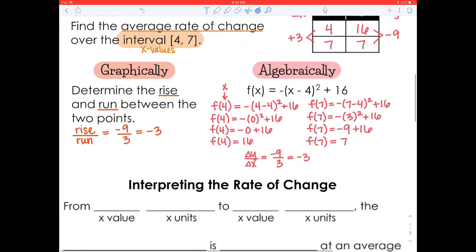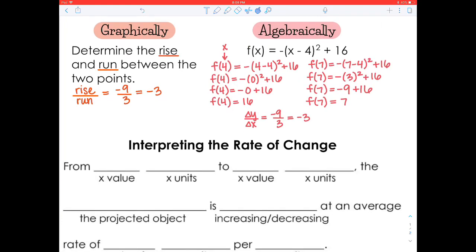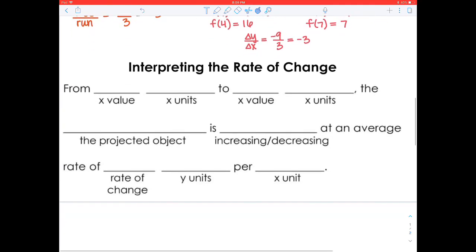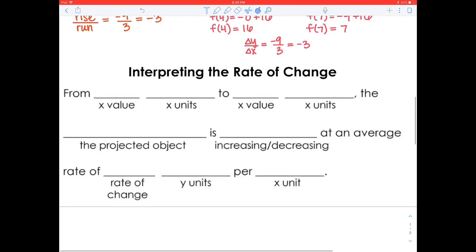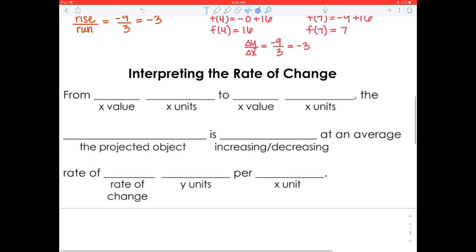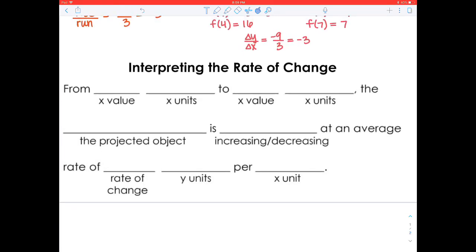Okay, so now a lot of times you'll be asked to interpret this, especially if you're finding the average rate of change of a quadratic in context, like on our launch problem, or anything that is representing some sort of projectile motion. You'll need to explain, like, what does that mean? Why do I care about the average rate of change there? So here's a sentence stem to get us thinking about what this average rate of change means.